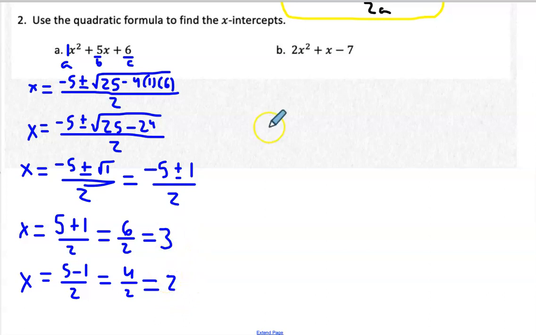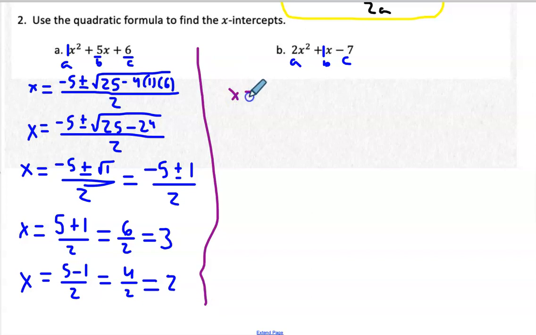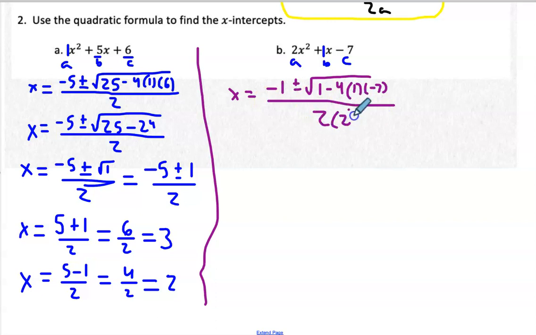Okay, let's try it with another one here. So here a is 2, b is 1, c is negative 7. So let's set this guy up here. So we have x equals the opposite of b, so the opposite of 1 is negative 1, plus or minus the square root of b squared. 1 squared is just 1, minus 4 times a, times c, which is negative 7, all over 2 times 2.